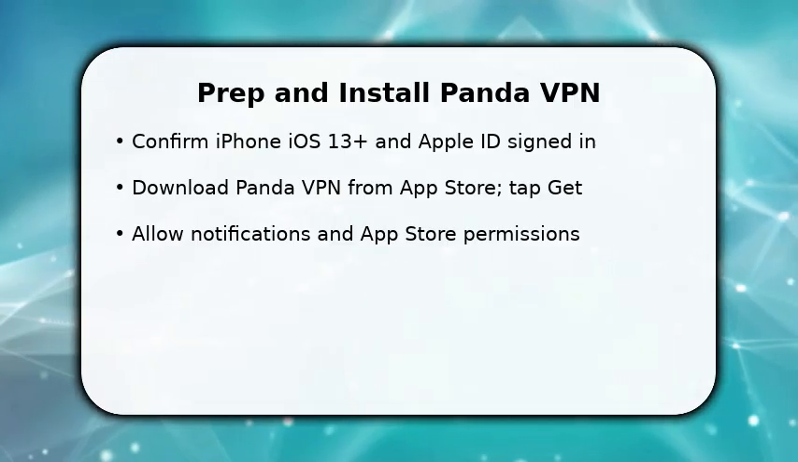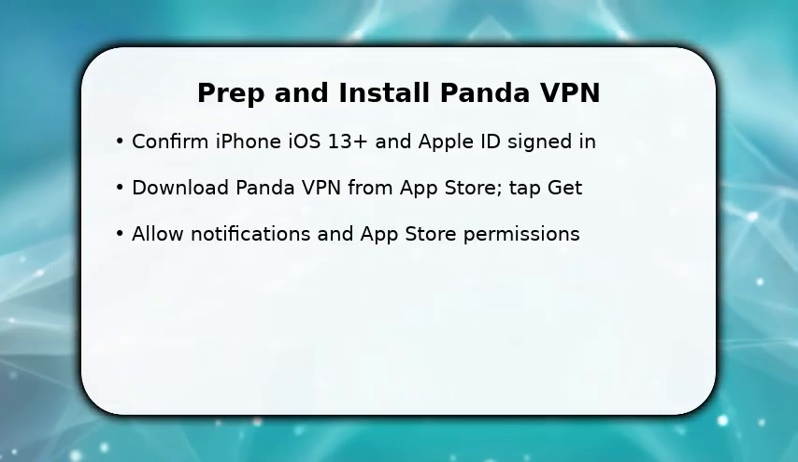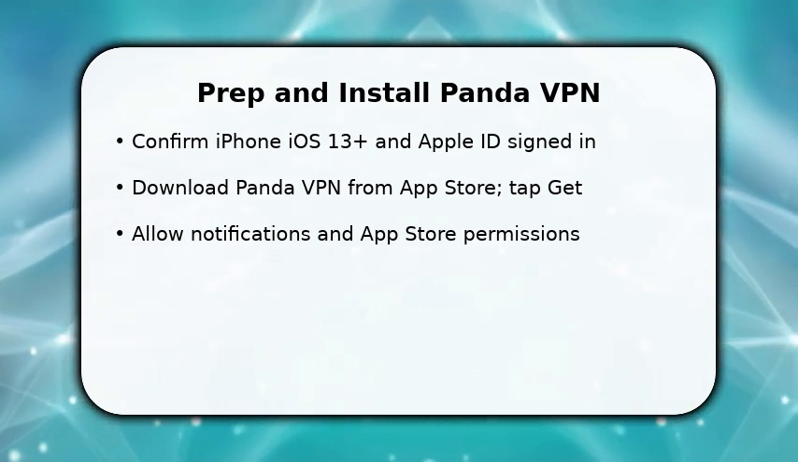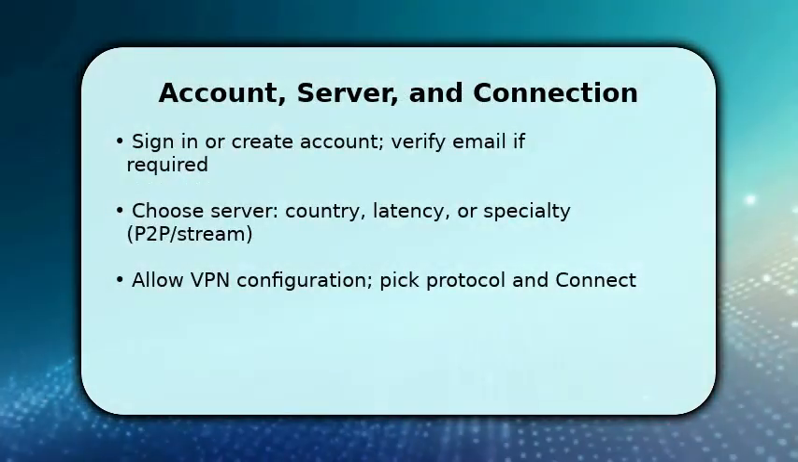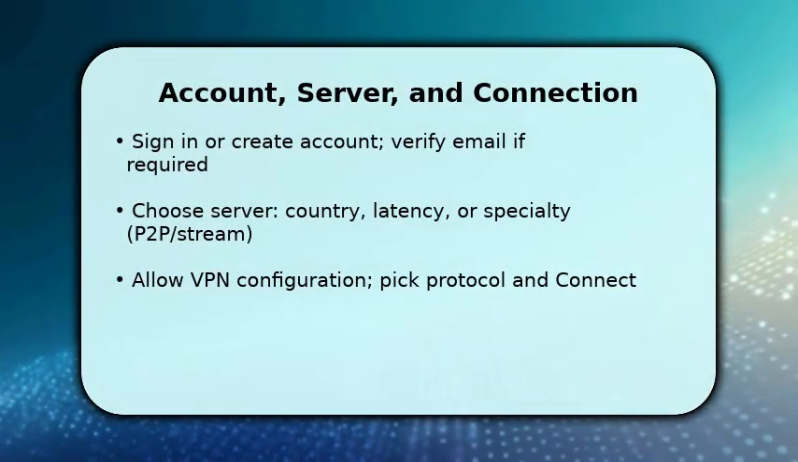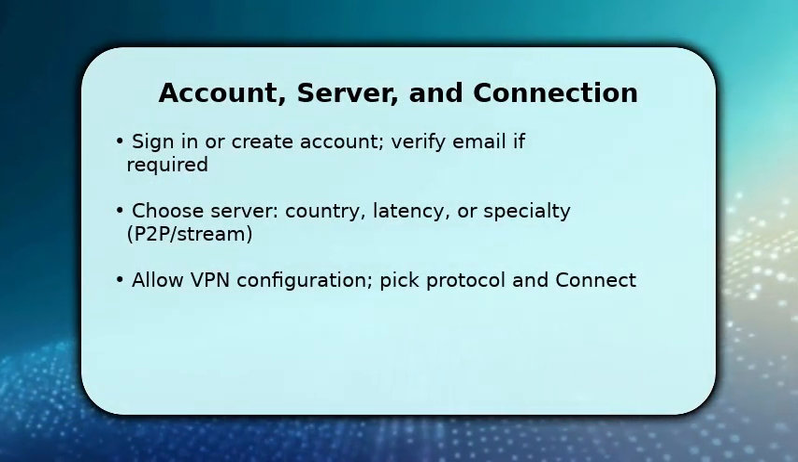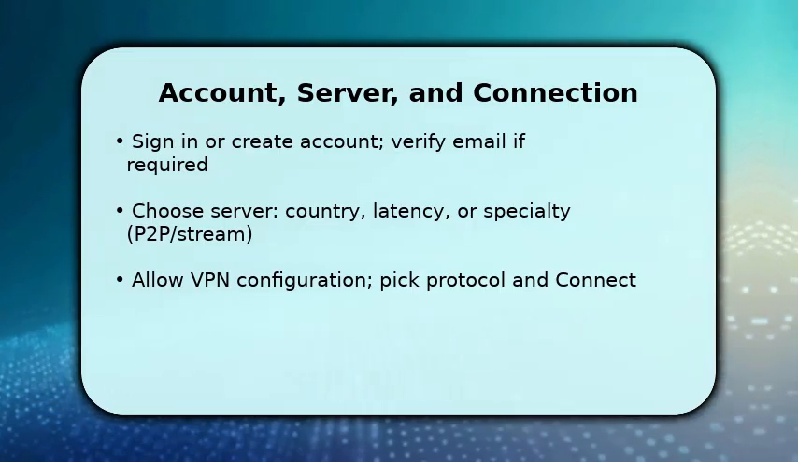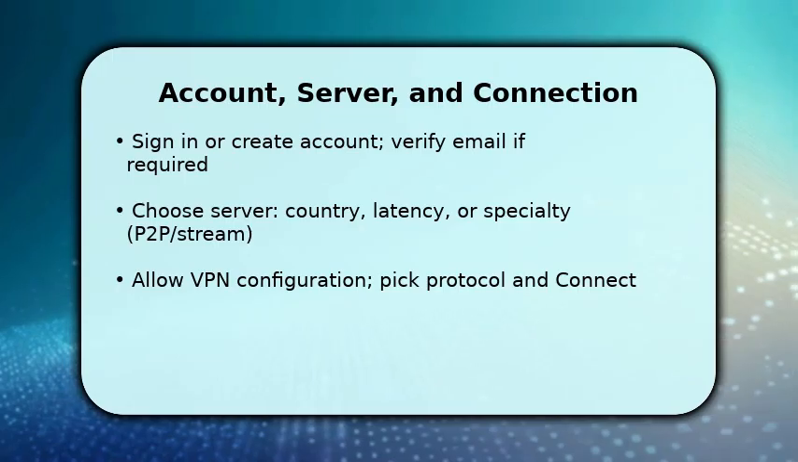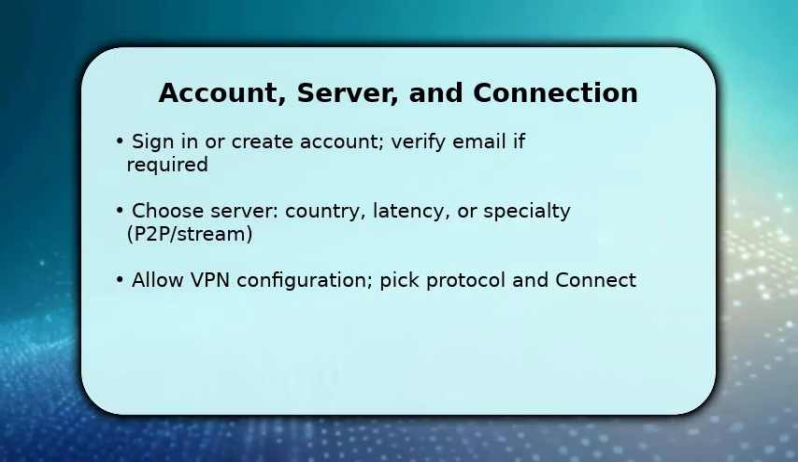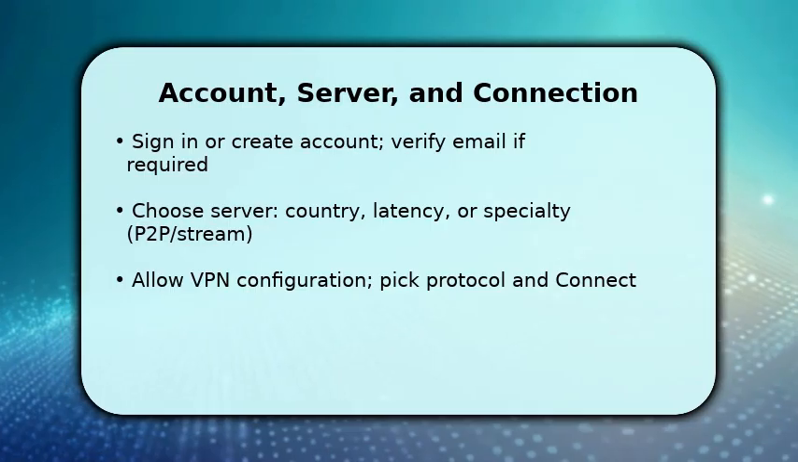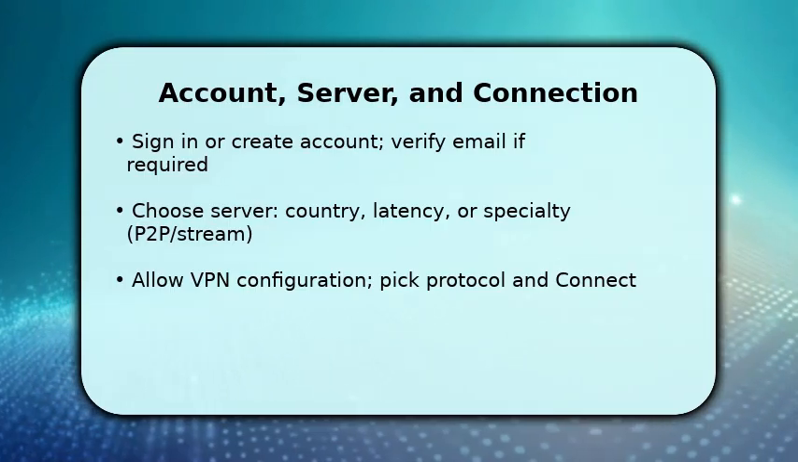After installation, open the app so you can move immediately to account setup and configuration without wasting time on extra device changes. Now sign in with your Panda VPN account or create one. Verify your email if the app asks. Once logged in, choose a server based on country, lowest latency, or a specialty server for streaming or P2P. Make sure to allow the VPN configuration prompt so the iPhone trusts Panda VPN.